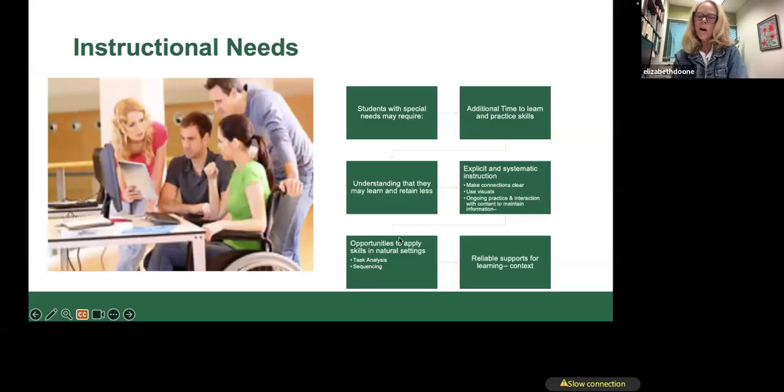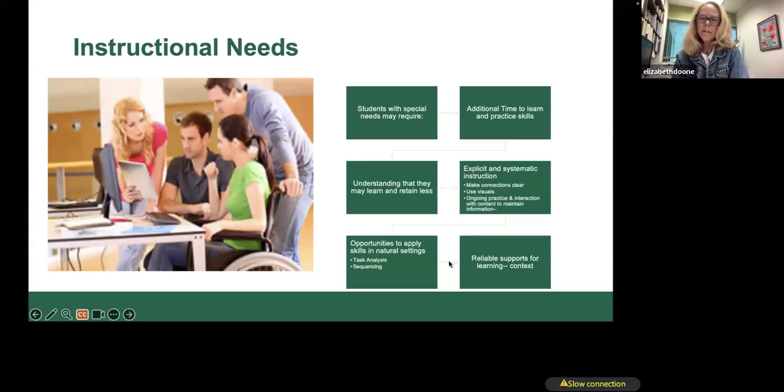Our students with special needs also benefit from explicit and systematic instruction. So making sure that our instruction is clear, that we use visuals. And I know yesterday, Ms. DeWitt talked a lot about our graphic organizers. Those are part of those visuals that support learning. Not only visual cues, but visual graphic organizers can make our lessons more explicit. They need ongoing practice and interaction with the content. So that ongoing practice, if I haven't had exposure to it, the more practice I get, the more I can retain and build my learning schema.